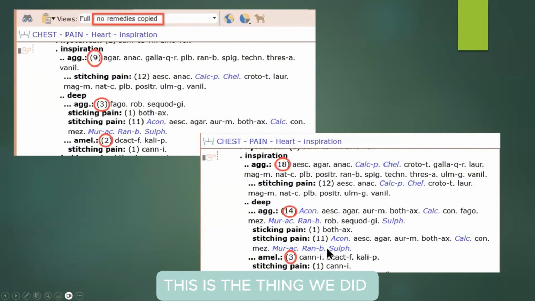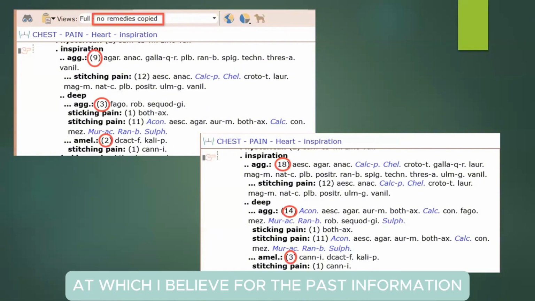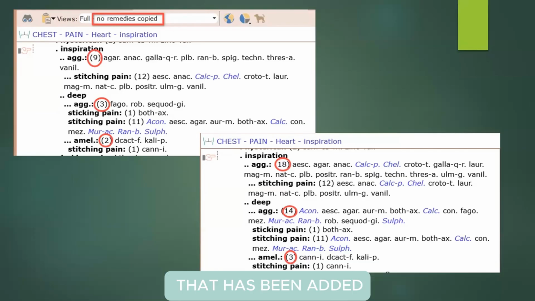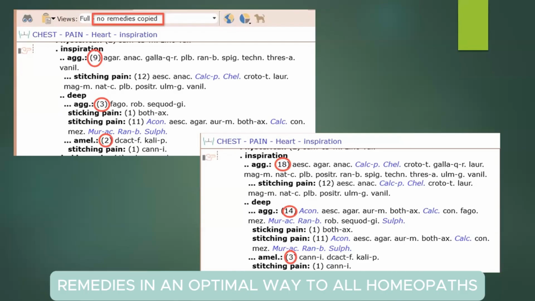So this is the thing we did with the descriptions of pain, which I believe for the past information, but even for all the information that has been added after we made this change, is really making available remedies in an optimal way to all homeopaths.